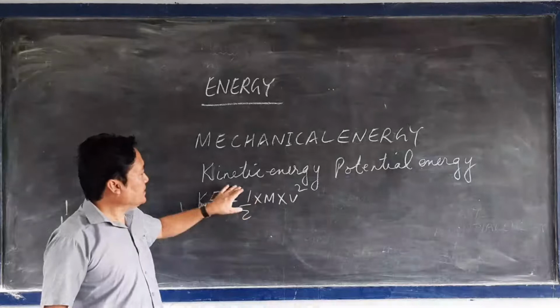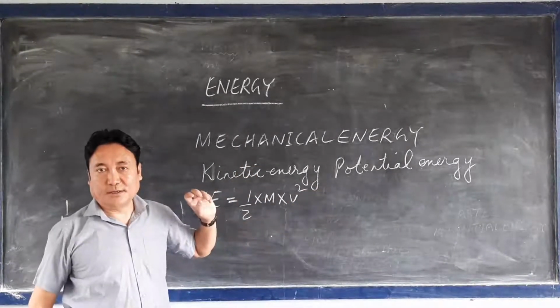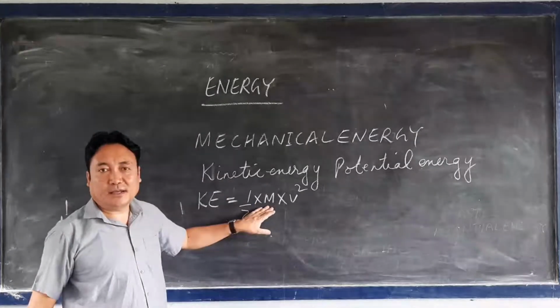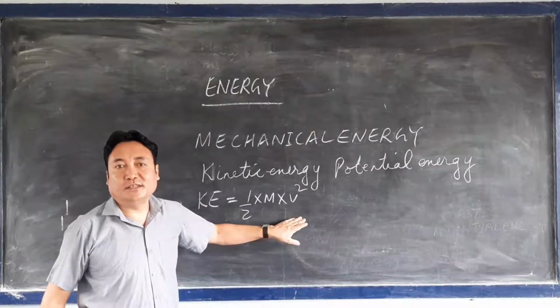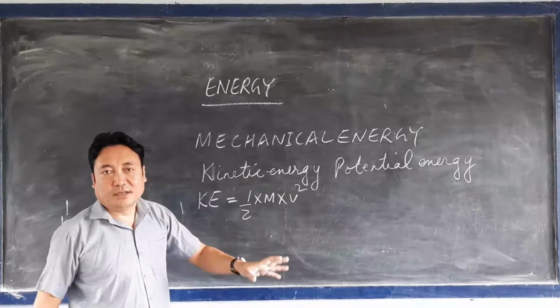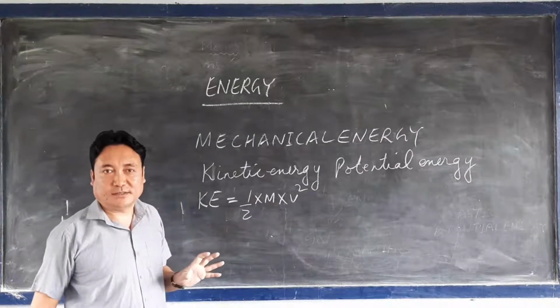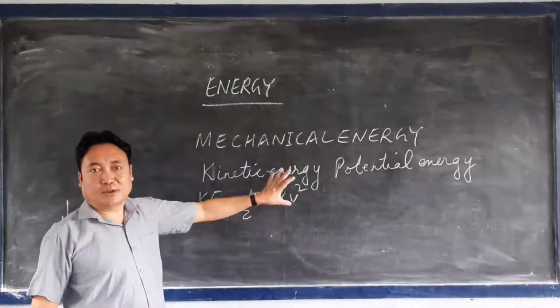Therefore, this kinetic energy depends upon two factors. One is the mass of the body, and the other one is the velocity of the body. So the kinetic energy depends upon two factors, that is, mass and the velocity which the body possesses. Okay, so this is about kinetic energy.